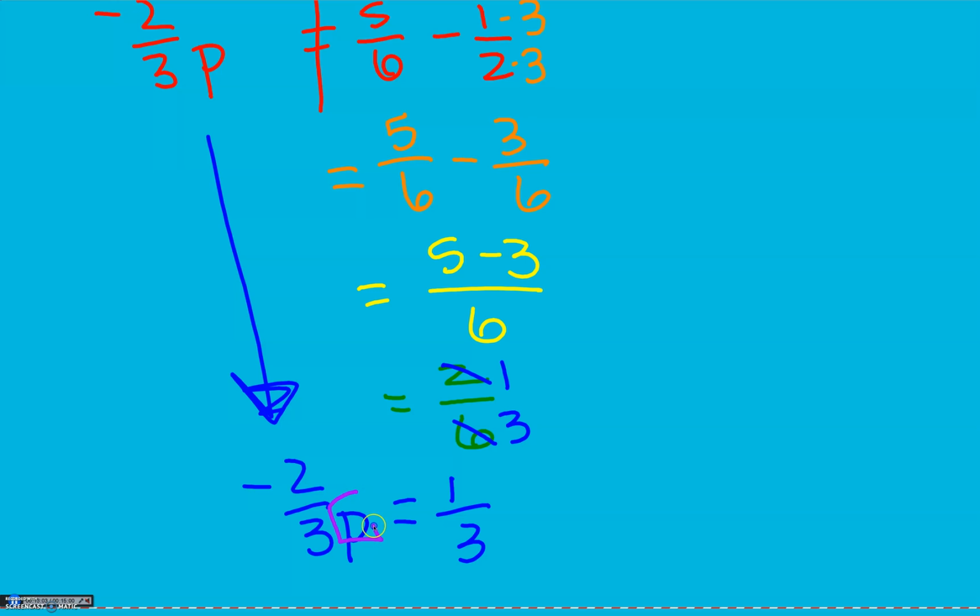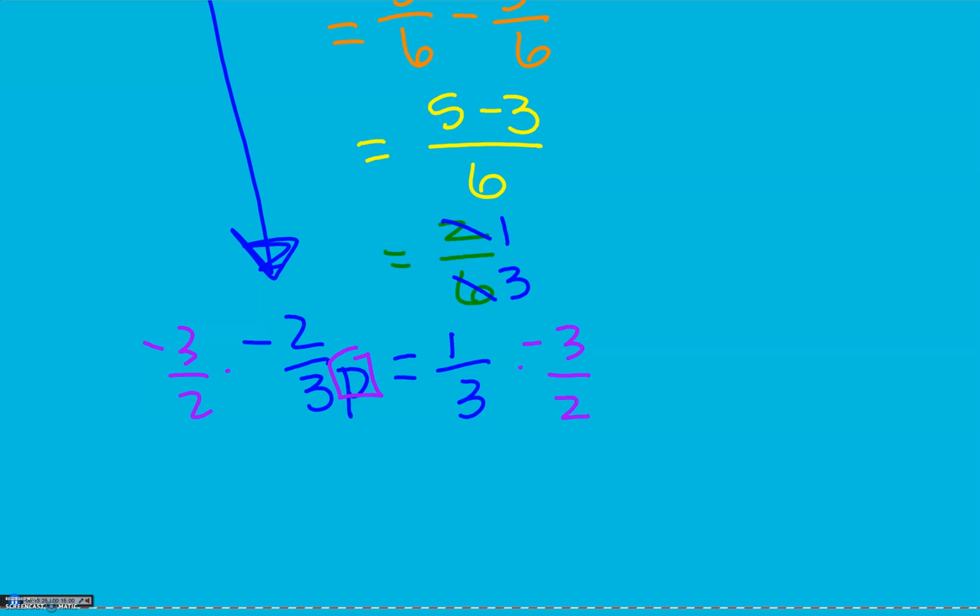Now, p is being multiplied by negative 2/3. We get rid of multiplication by a fraction by multiplying by the reciprocal, which is the same as if we divide by a fraction, we end up multiplying by the reciprocal anyway. So here I multiply, since I changed my left side, I have to change my right side the same way. Negative 3/2 times negative 2/3 gives me 6 over 6, which is just 1p.